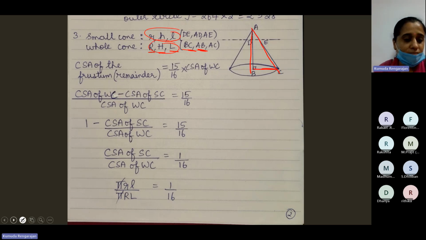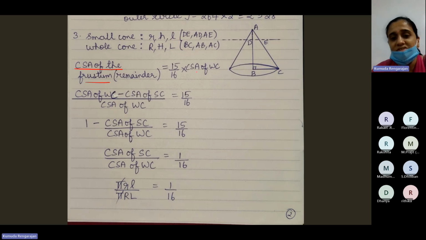Okay, now write the equation which is given in the question. CSA of the frustum, CSA of the remainder, meaning CSA of the frustum is equal to 15 by 16 into CSA of whole cone, children. This is WC, whole cone. All right, this is what is given to us.